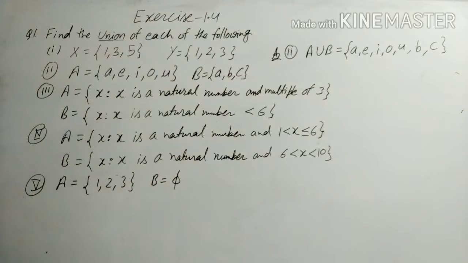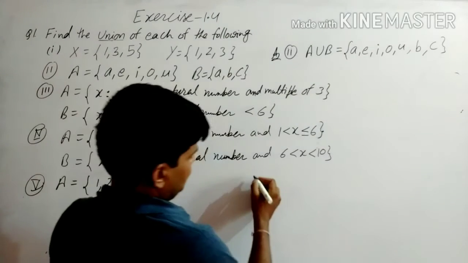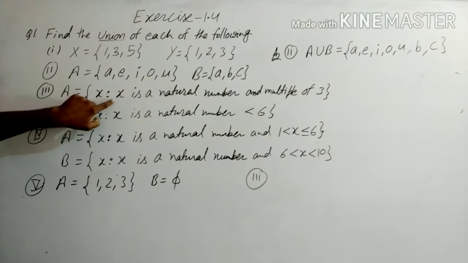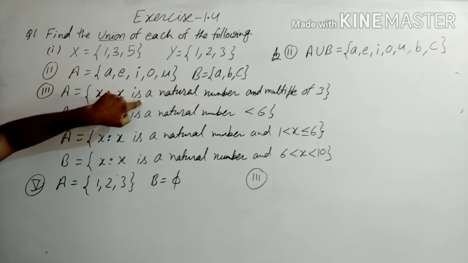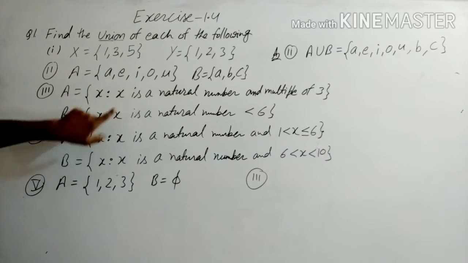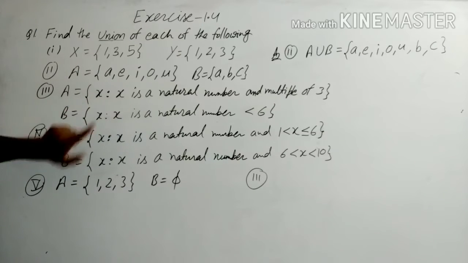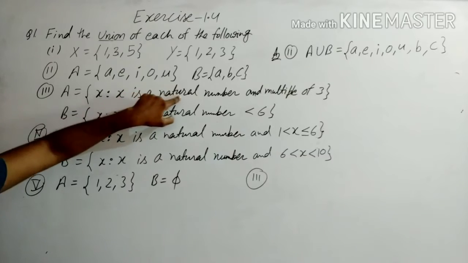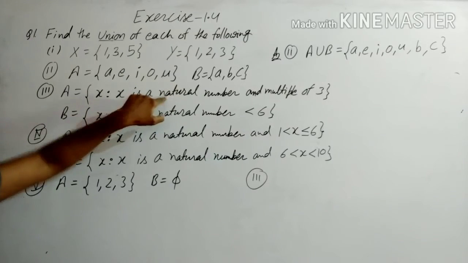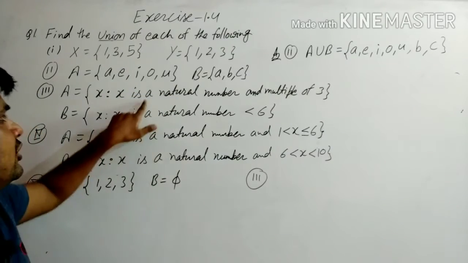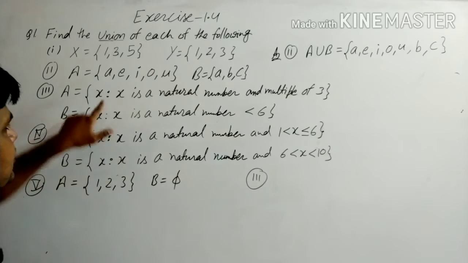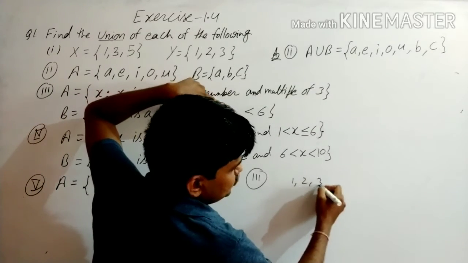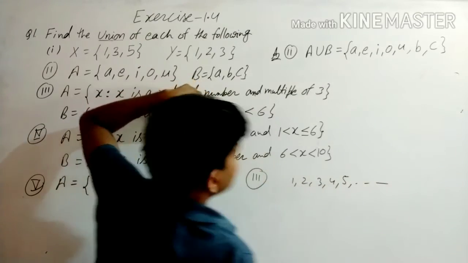Now, question number third. Third one is, this is in roster form, and this is in set builder form. A equals to x, where x is a natural number. So here the property of the elements of the set is given. Natural number means 1, 2, 3, 4, 5 like this.